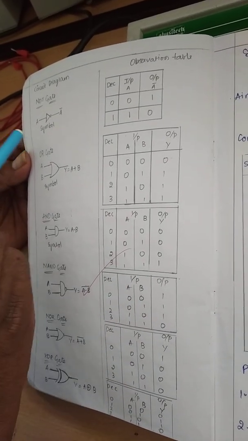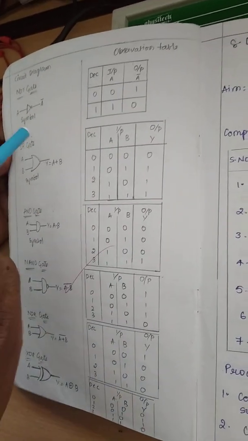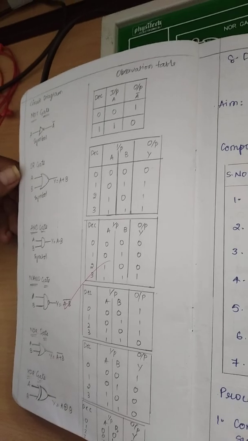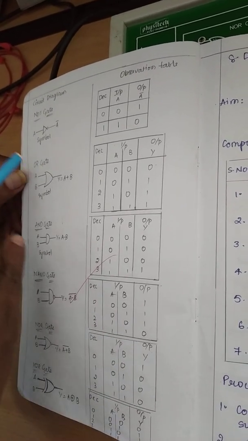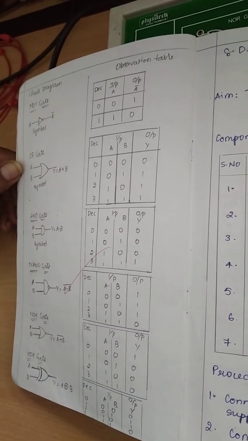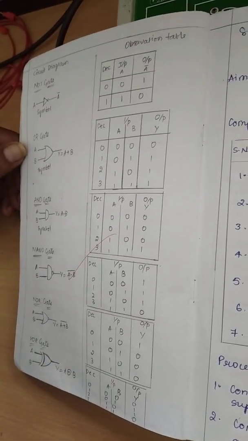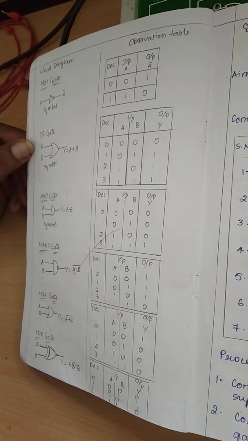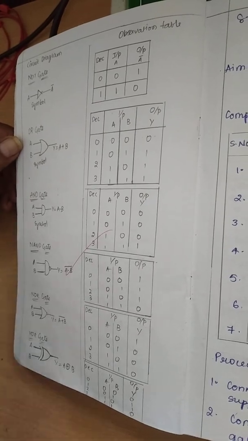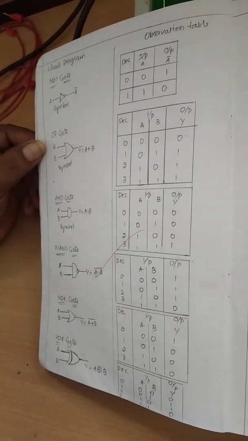The NOT gate consists of one input and one output. Input is A, output is complement of A. Okay, for example, if I apply input 0, the output is 1 because of the NOT gate. The NOT gate means whatever you give as input, the output is reversed. For example, NOT gate input is 0, output is 1. If input is 1, output is 0. So that is the rule of the NOT gate.